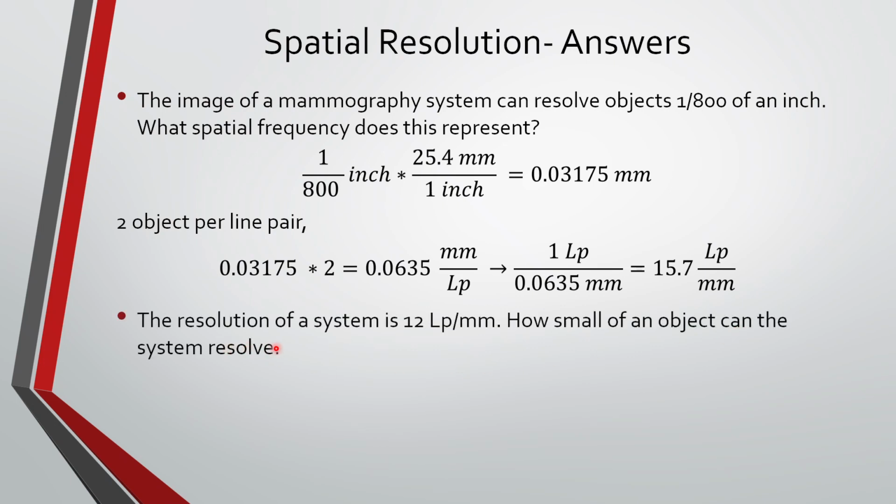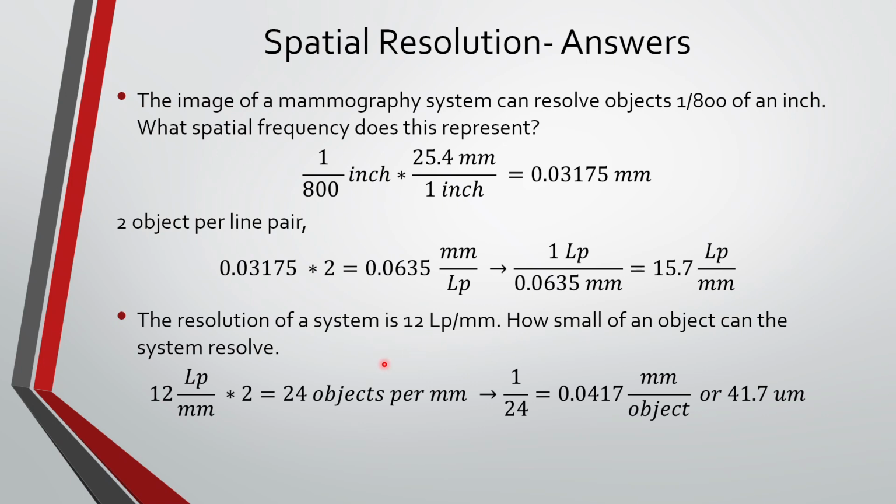The resolution of a system is 12 line pairs per millimeter. How small of an object can the system resolve is the question. So we have 12 line pairs per millimeter. We know that a line pair can be 2 objects, right? So we go ahead and we'll take the 12 line pairs and multiply it by 2. That's going to equal 24 objects per millimeter.